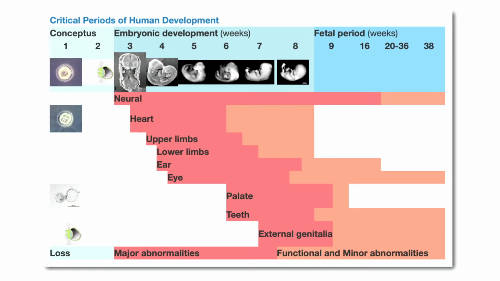Across the top we have time: 1, 2, 3, 4, 5, 6, 7, 8 weeks, 9 weeks, 16 weeks, 20 to 36 weeks, 38 weeks. We're looking at the entire gestational period here. What's developing during these periods of time? If you look way down at the bottom, you'll see the key to understanding here. We have a bar going across. The first word is loss. Let me get my mouse going here.